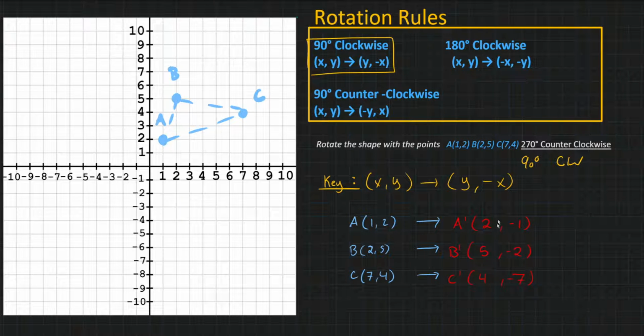And then I plot it. 2, -1. A prime. 5, -2. B prime. And 4, -7. C prime. And there it is.